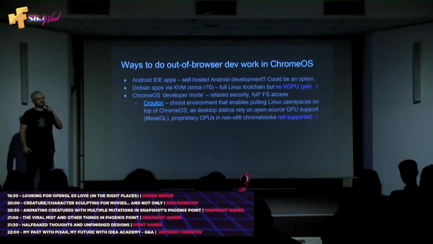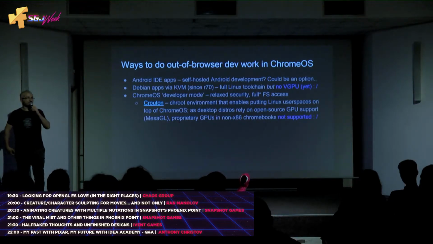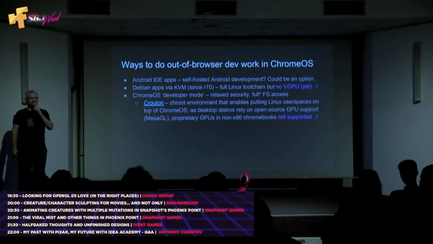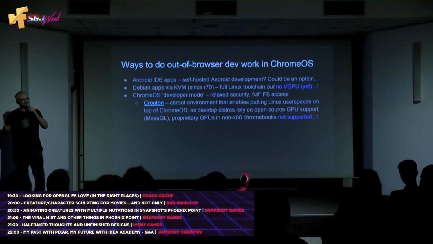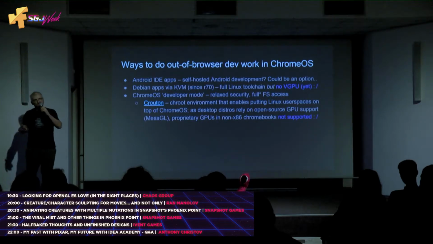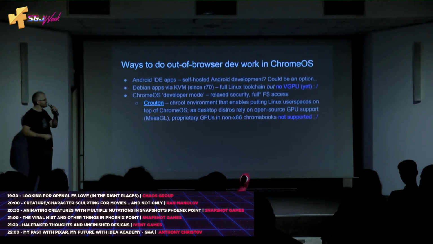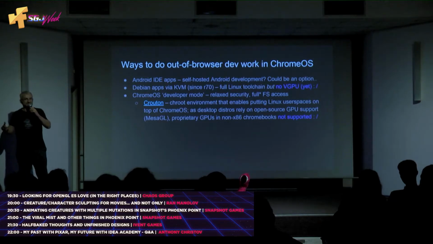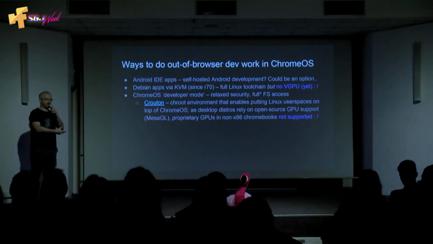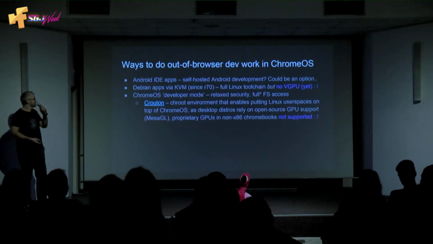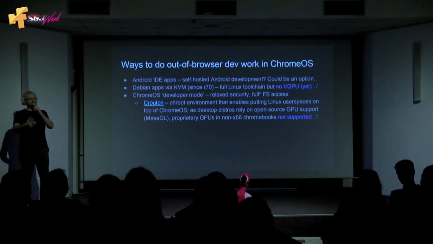Now, once we have such access to the file system, we could do several things. One of them is install Crouton. Crouton is just a root environment that allows users to install most Linux distros' user spaces on top of Chrome OS. And so basically you have a complete Linux distro in your Chromebook. What are the pluses and what are the minuses of that?